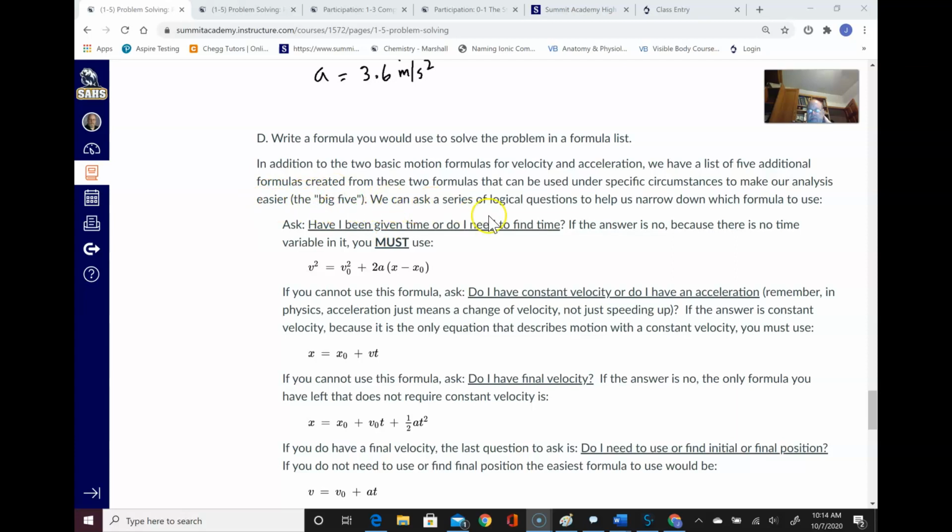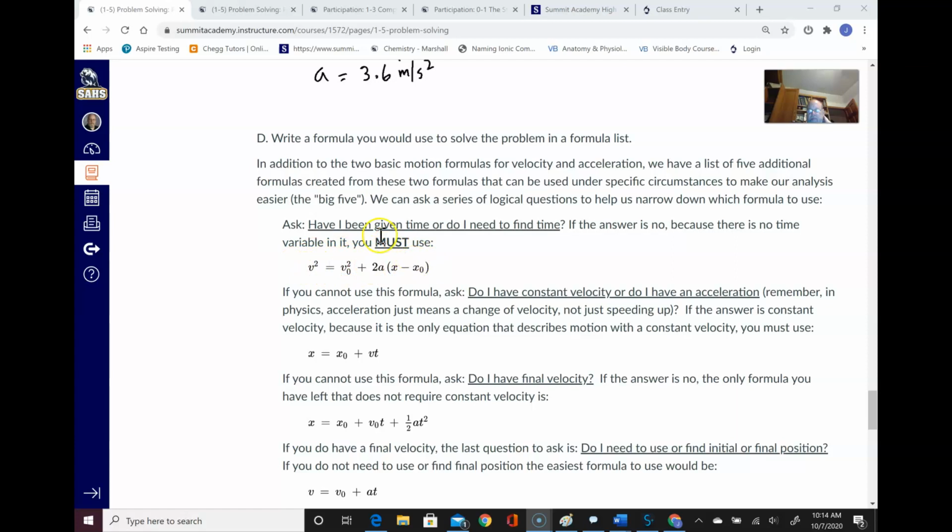We can ask a series of logical questions to help us narrow down which formula to use. The first question I will always ask, and it's going through my mind even as I'm reading the problem, is: have I been given time or do I need to find time? And if the answer is no, there's only one formula that you can use.